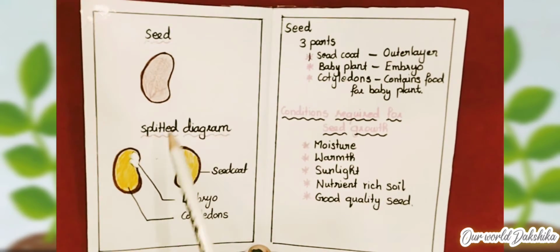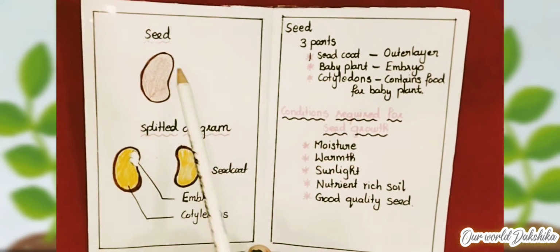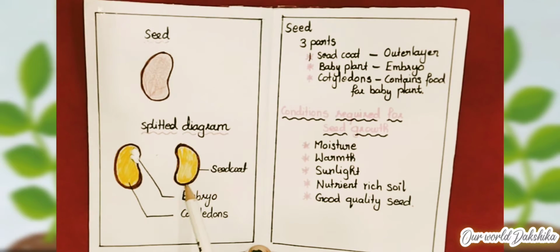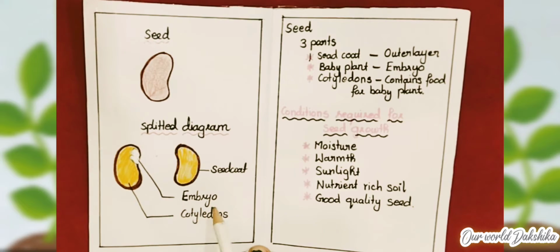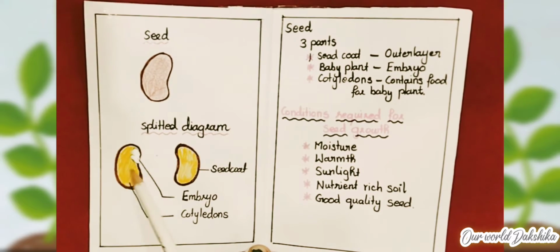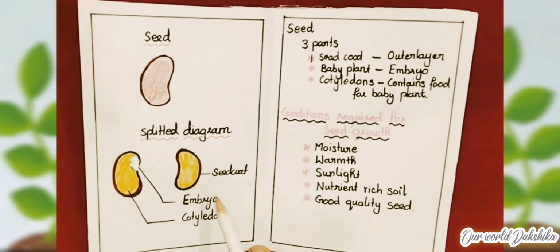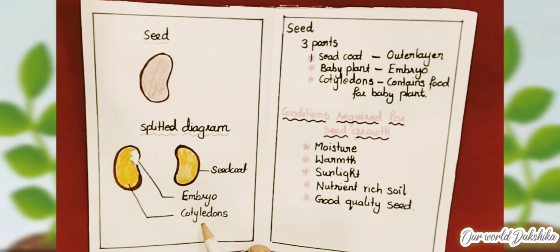Okay, this is the seed diagram. This is a split diagram of a seed. The brown color, the outer layer, is the seed coat. This white and green color is called the embryo. The yellow color region is called the cotyledons. Seed coat, embryo and the cotyledons.